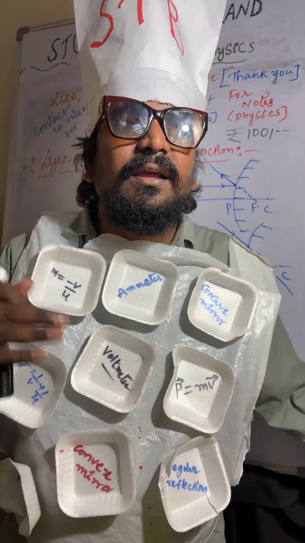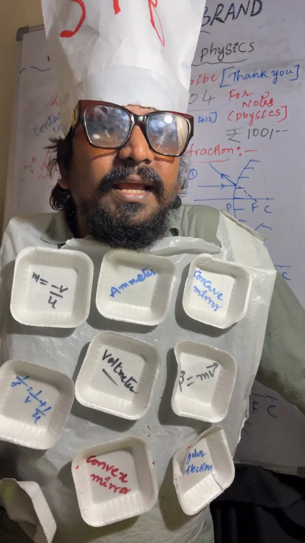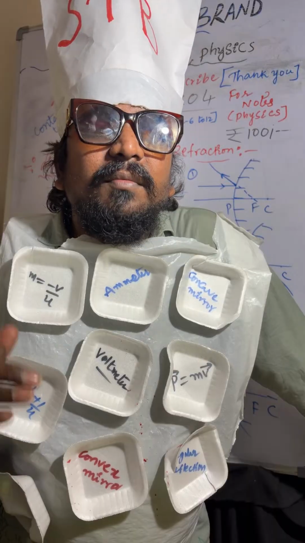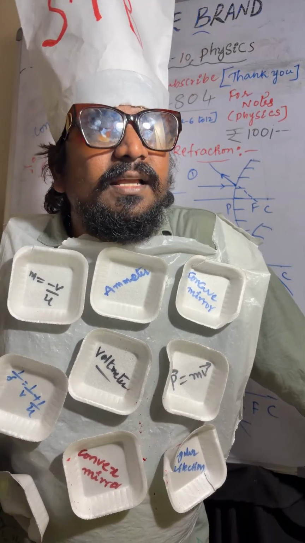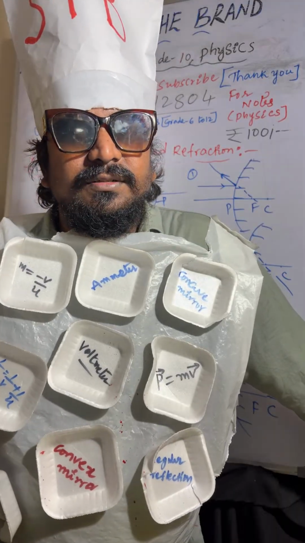Image formation by concave mirror. If the object is placed at infinity, where will the image form? The image will form at focus. What is the nature of the image? Real and inverted and highly diminished.